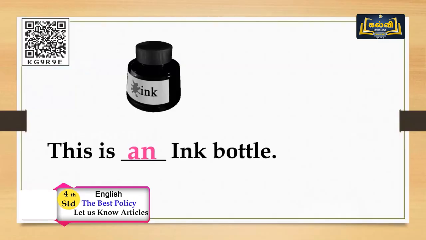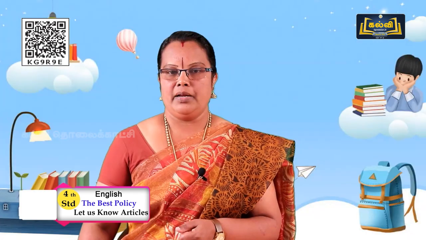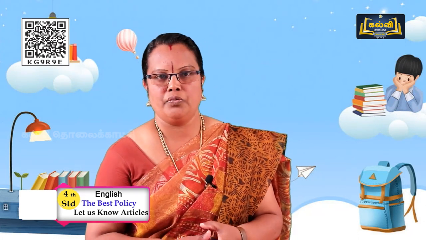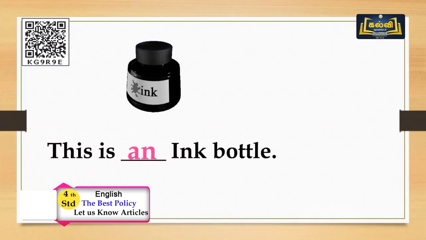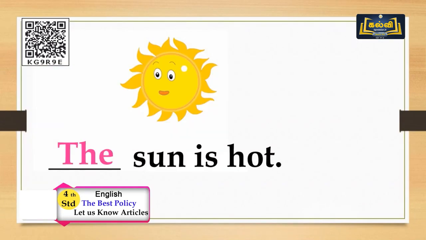What can you see here? What is this? This is an ink bottle. Right? What is this? This is an ink bottle. That is how we say it, though some people say "a ink bottle". We'll see that later. What is this? This is an ink bottle.